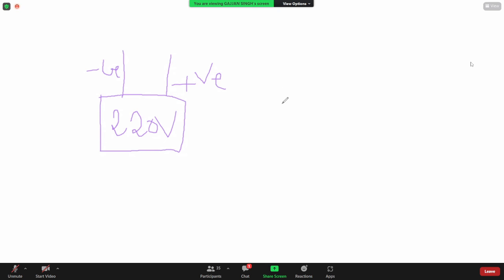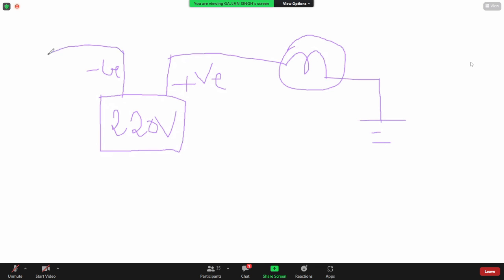Okay. And if I connect the lamp like that and don't connect negative, will it light up? Now negative is not connected. No, sir. It will not. Okay. If I connect to the ground, will it light up? No, sir. It will not light up.